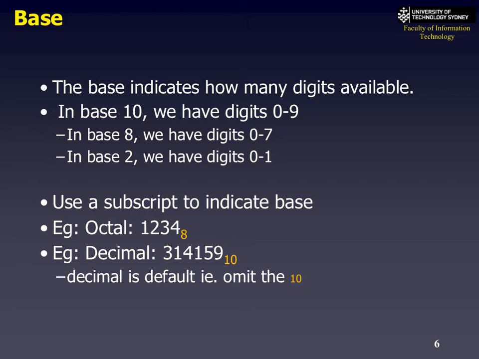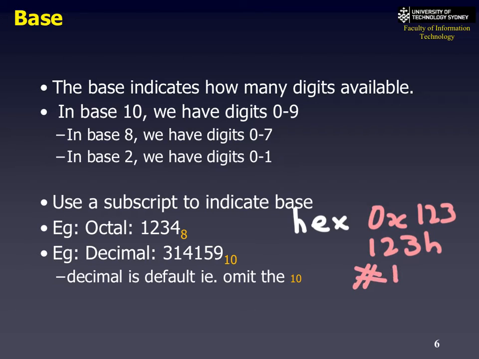Now, when it comes to programming, for example, we don't have special subscript characters, so we have to represent the base with either a prefix or a postfix. For example, hexadecimal could be represented in two formats: 0x123, or 123 with an H at the end. One of these two options is perfectly fine, depending on the context you're using it in. For example, in HTML, hex is represented with a hash symbol, #123.